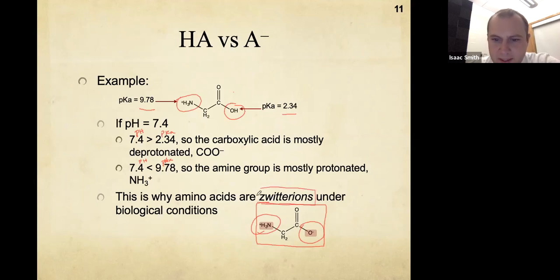Zwitterion is a term that means it's a molecule that has charges on it, but it's electrically neutral. So for example, this has a positive charge on the amine and a negative charge on the oxygen. So positive plus negative cancels out. This is electrically neutral, but there are charges on the molecule. Don't worry too much about the Zwitterion thing. What I really want you to know is that given a pH and a pKa, be able to predict whether the acid form or the conjugate base form is favored for a certain acid or group.